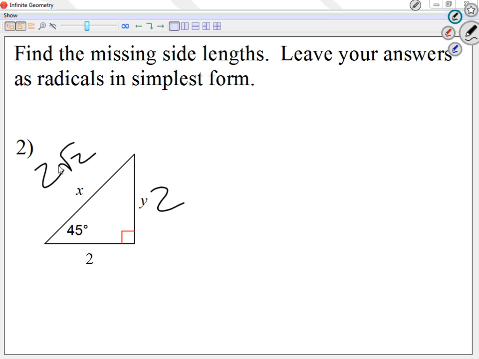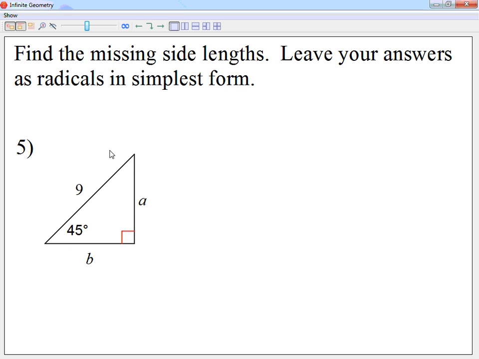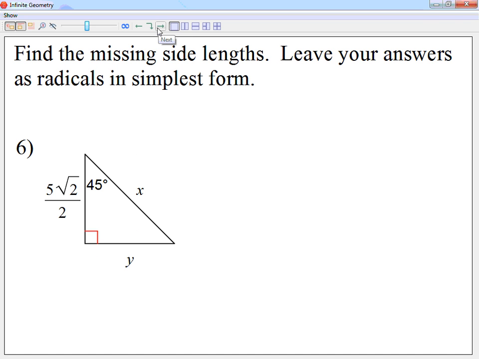Now looking at question number 6. So I have 9. Let me solve for a. Let me divide it by radical 2. Well, that's 5. Let's check if you're awake, and you are awake. So good job.